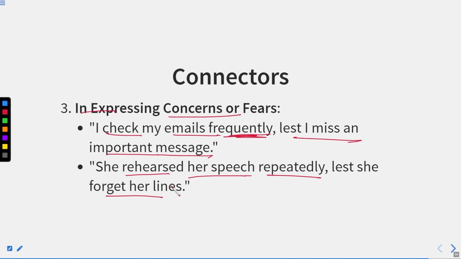Now here you can see the sentence: she rehearsed her speech repeatedly lest. What was her fear? Lest she forget her lines. It means it should not be forget, it should be forgot. There is a typing error maybe. So what was her fear? That she might forget her lines. Okay.